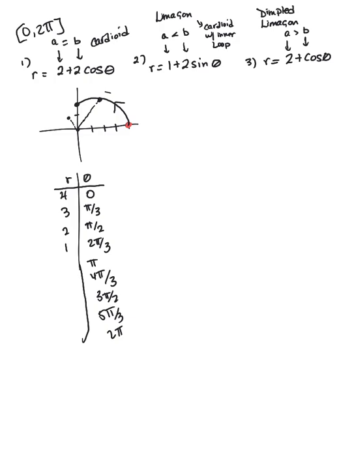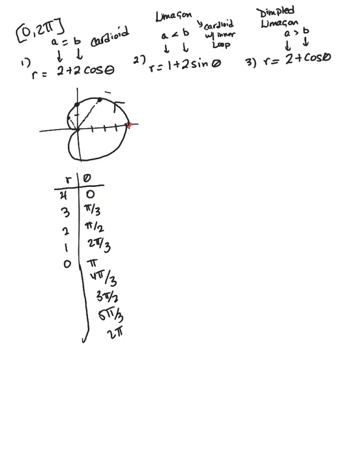Then at pi, you're going to get -1 for the cosine. So you're going to have 2 minus 2, so that's going to be 0. So it's going to go in right here. Okay, and you could figure out the rest of the chart. I'm not going to do the entire thing by hand. You can also use symmetry here. So that's a cardioid.